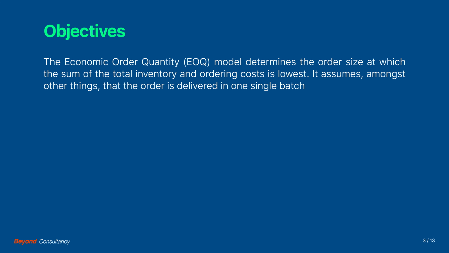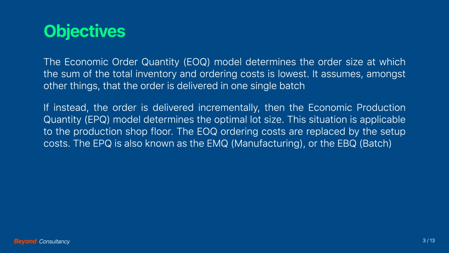To quickly recap, the economic order quantity model determines the order size at which the sum of the total inventory and ordering costs is minimal. It assumes, amongst other things, that the order is delivered in one single batch. If instead the order is delivered incrementally, then the economic production quantity model determines the optimal lot size. This situation is applicable to the production shop floor.